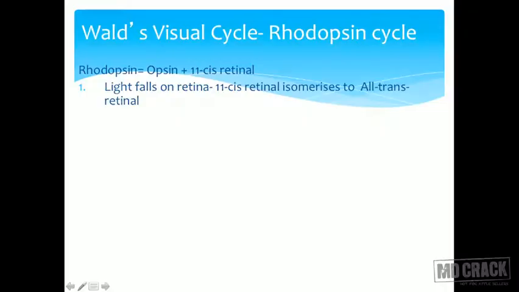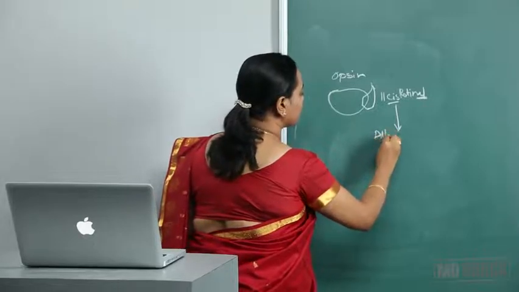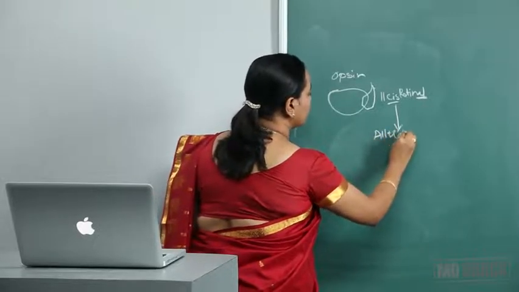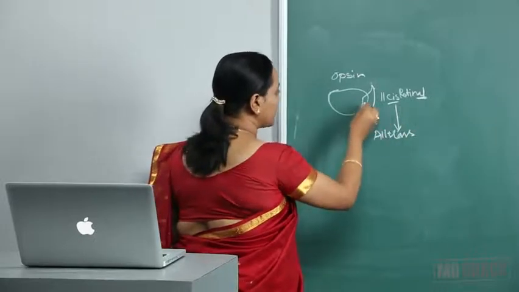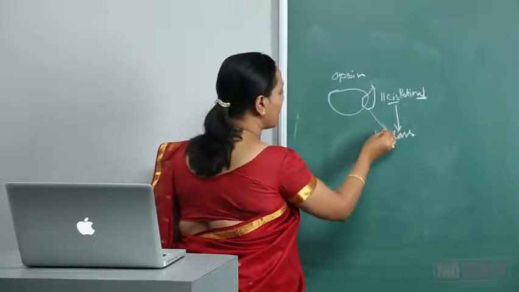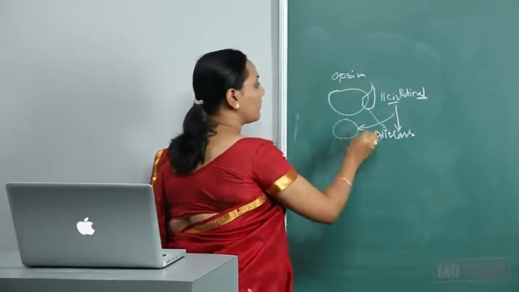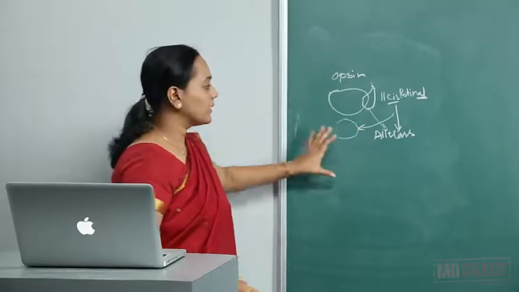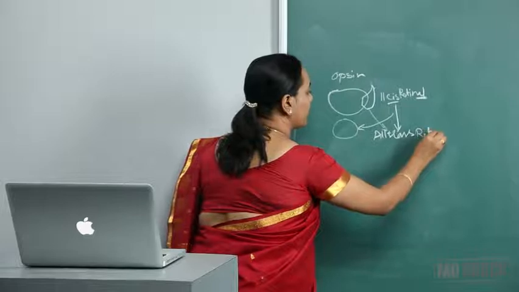What happens when light falls on the retina? This 11-cis retinal isomerizes to all-trans retinal. It immediately changes into all-trans. If it changes into the all-trans configuration, this will dissociate. All-trans is going to come out. The opsin is going to be liberated from this rhodopsin. Opsin comes out and all-trans retinal, they separate out.